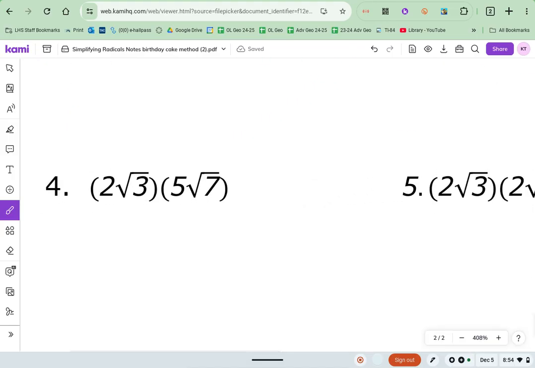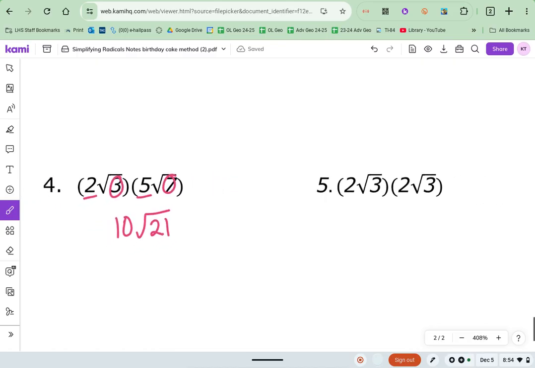All right, so on this one, the 2 and the 5, those are outside. 2 times 5 is 10, they stay outside. The 3 and the 7, those are inside. 3 times 7 is 21, so that we have root 21. We'll do number 5 together.